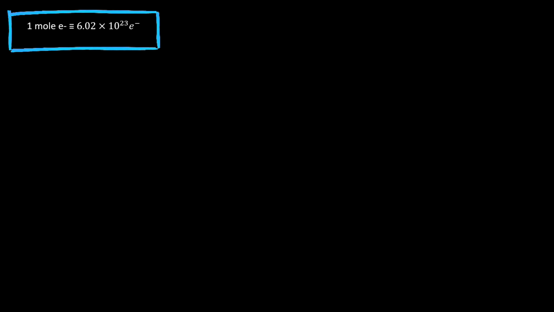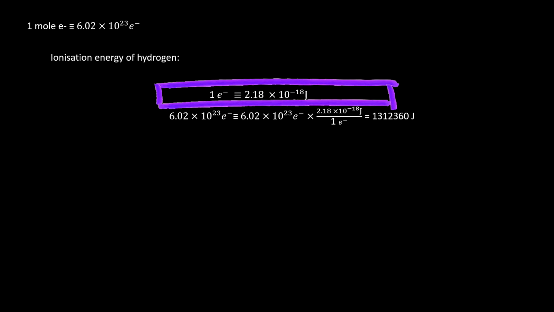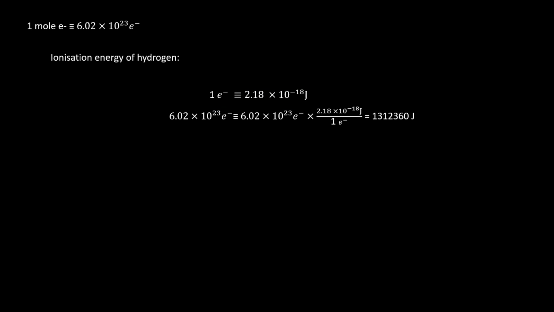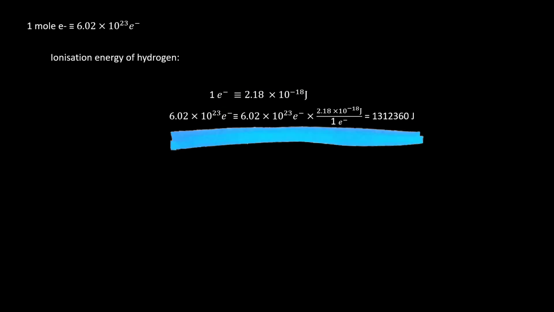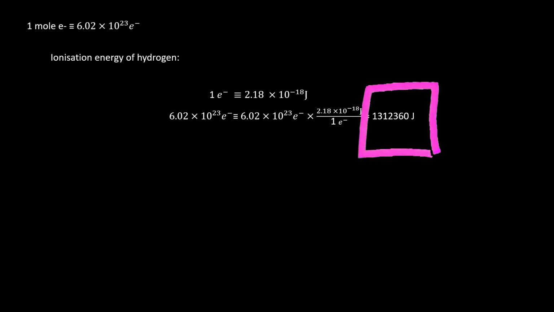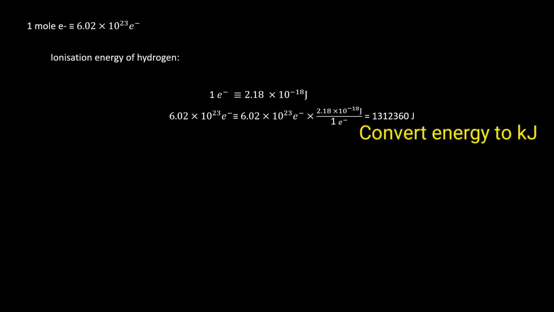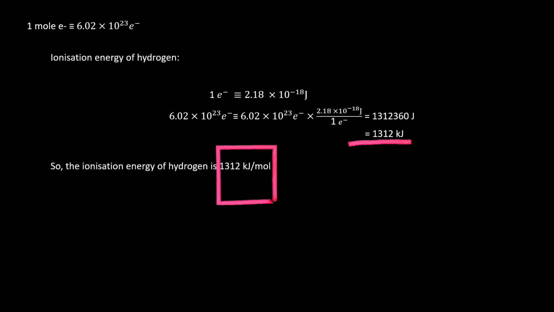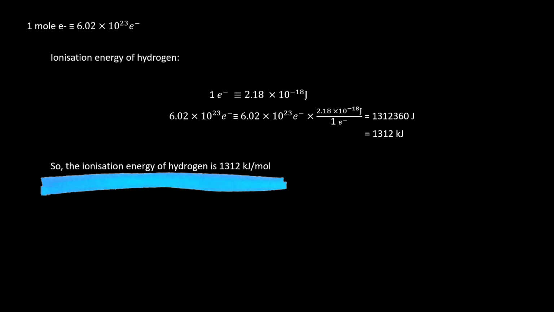Therefore, by equating 1 electron with the energy required to remove 1 electron from 1 atom, we then can calculate the energy required to remove 1 mole of electrons completely from 1 mole of atoms, and the energy is equals to 1,312,360 joules. We then can convert the energy to kilojoules, which is equals to 1,312 kilojoules. And this energy basically is the ionization energy of hydrogen atom. We then can write the ionization energy of hydrogen atom equal to 1,312 kilojoules per mole.